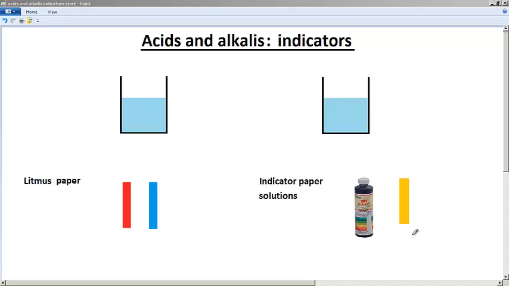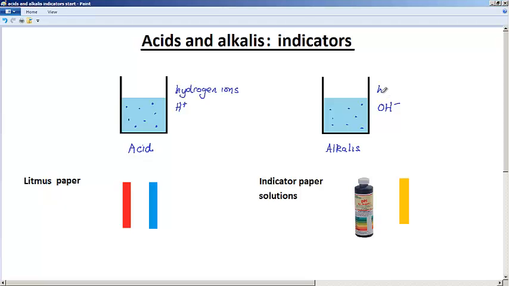In this lesson, we're going to look at indicators. Before we do so, let's remind ourselves that an acid, as we learned in the previous lesson, is a substance that produces charged particles called hydrogen ions when in solution. The hydrogen ion is H+, and alkalis are substances that result in hydroxide ions when in solution, and the hydroxide ion is OH-. So we've got hydrogen ions and hydroxide ions.